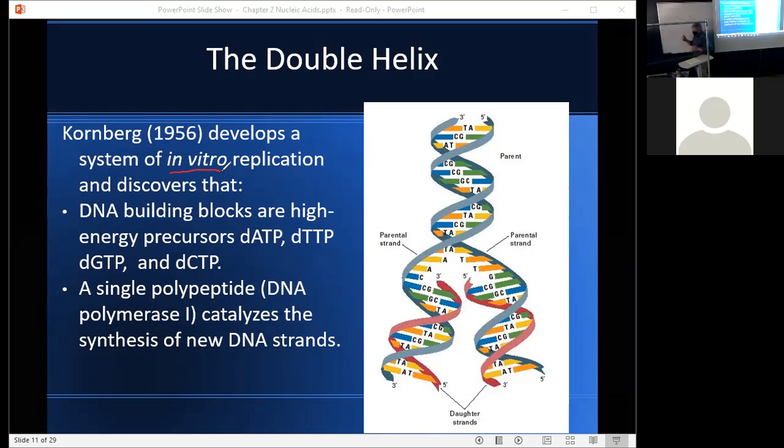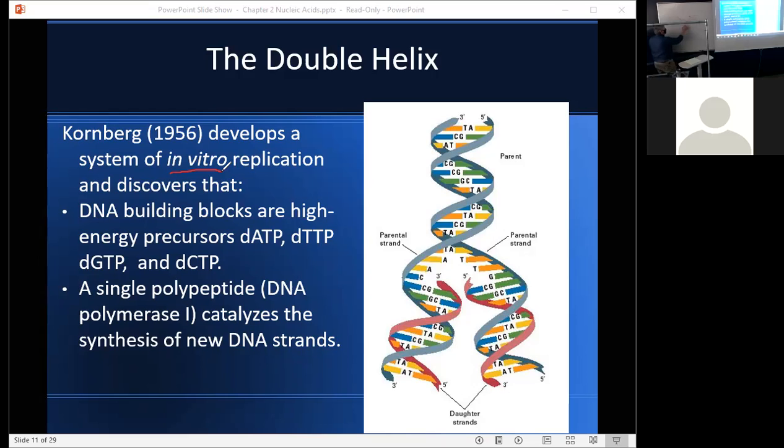Okay, so he discovers that the building blocks of DNA are high energy precursors, dATP, dTTP, dGTP, and dCTP. These are all nucleotides. So A, T, C, or G, and the little letter d in front. This indicates that they're deoxy-GTP, deoxy-CTP, deoxy-ATP, and deoxy-TTP. The difference is presence or absence of a 2' hydroxyl. I think this is something that we'll cover in more detail later.